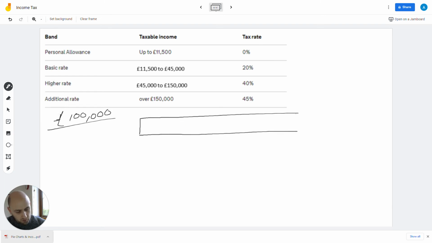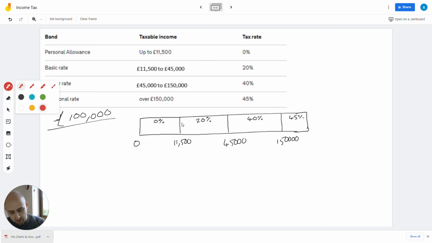Okay, I'll leave you to have a go. I am just going to copy the information in the table. So 0 to 11.5, 11.5 to 45, and it's up to 150, and then it's anything above. Percentages. That's all the information done. Now I'm putting the 100,000 in for this person. So she's earning about 100,000, so it's somewhere in there.